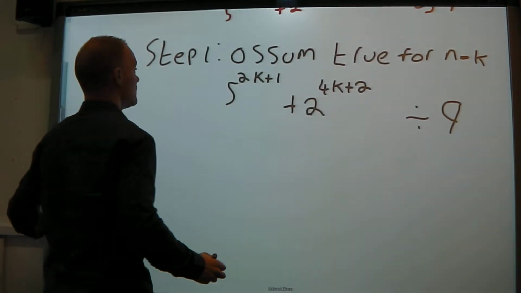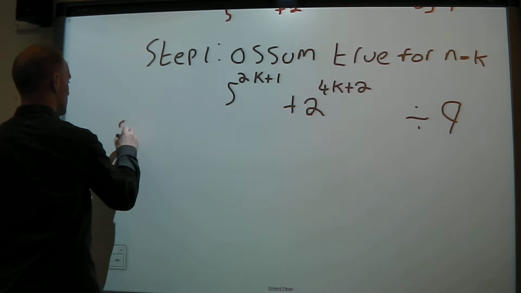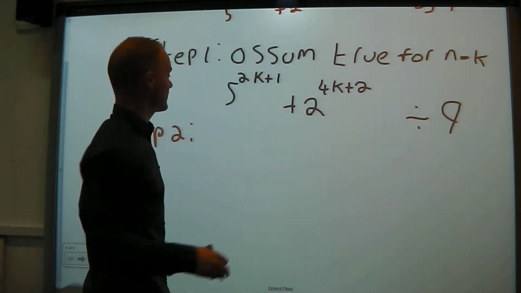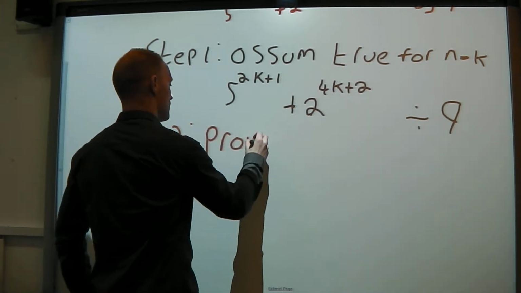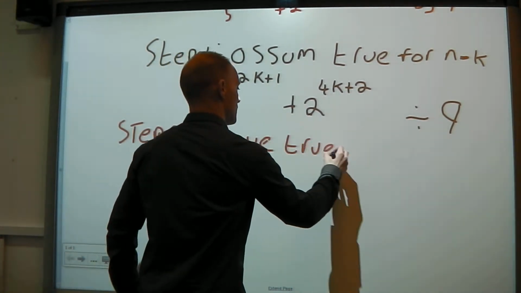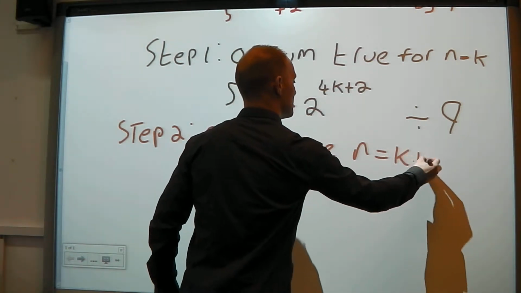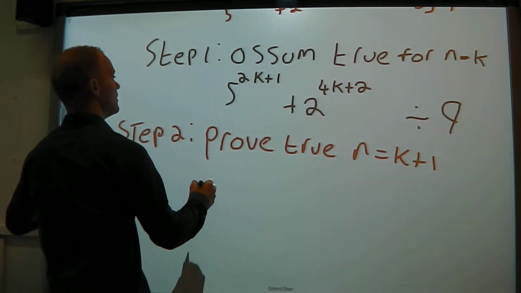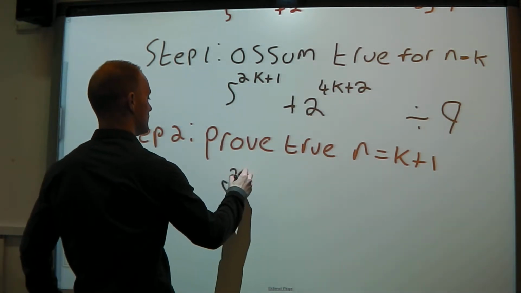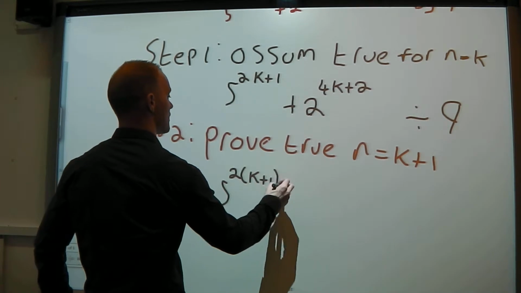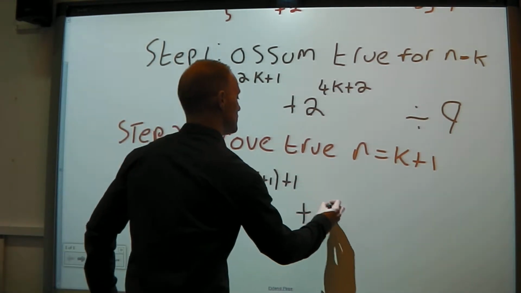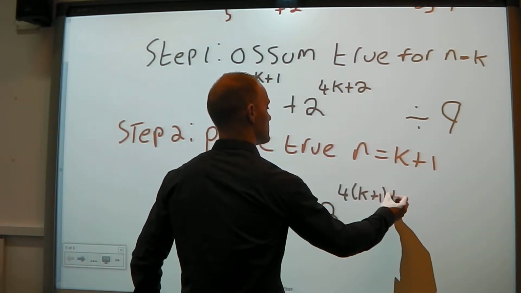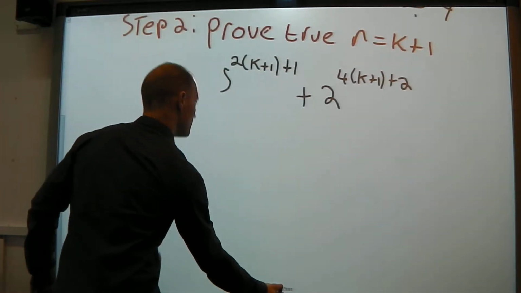So then we have step 2. Prove true for n equal to k plus 1. So that's what we're going to do now. We're going to prove true for n equal to k plus 1. So we have a term here, so we just rewrite that. We have to prove that this is true here: 5 to the power of 2 times k plus 1 plus 1, plus 2 to the power of 4 times k plus 1 plus 2, is divisible by 9.